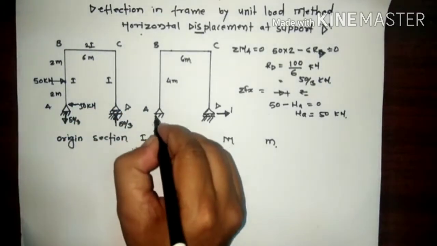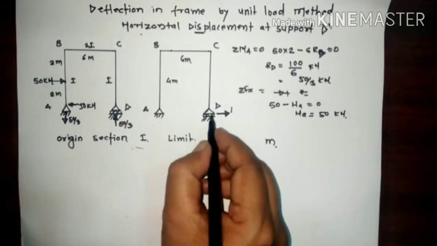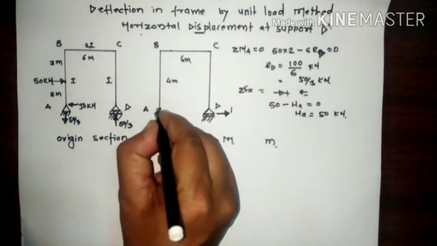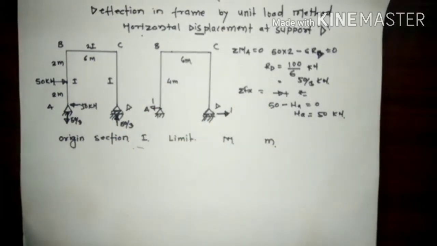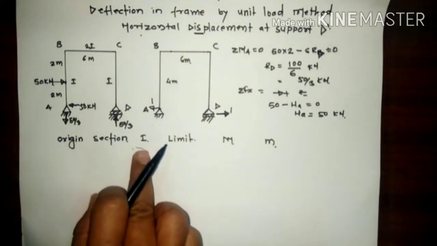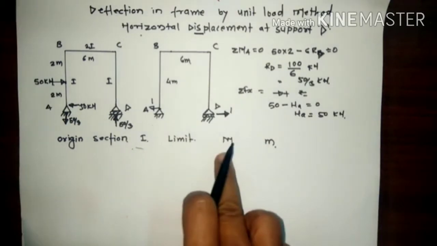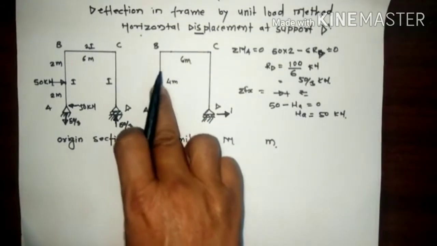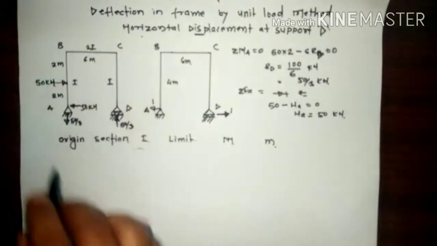Again in the same way you have to find out the reactions here. There is no vertical load, so the vertical reactions are 0. Now here is a horizontal force, reaction 1. Then we have to prepare one table: the origin, section, then the moment of inertia I, then limit, then capital M and then small m. Now capital M is the bending moment due to the external loads and small m is the bending moment due to the unit force.